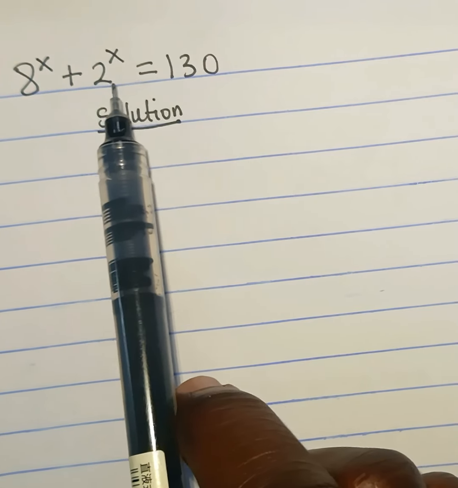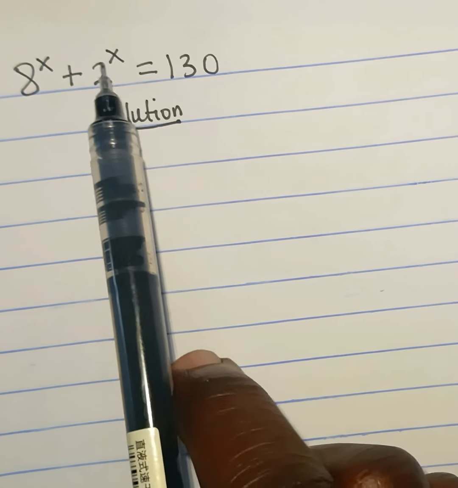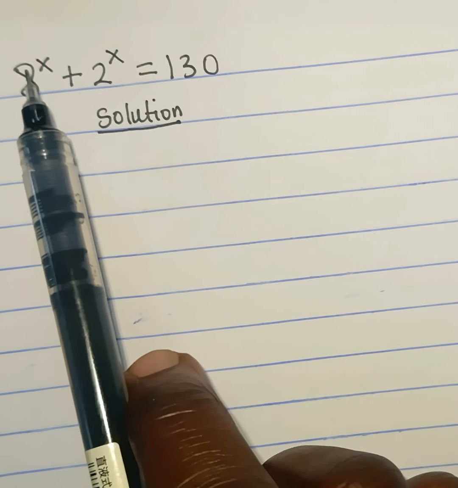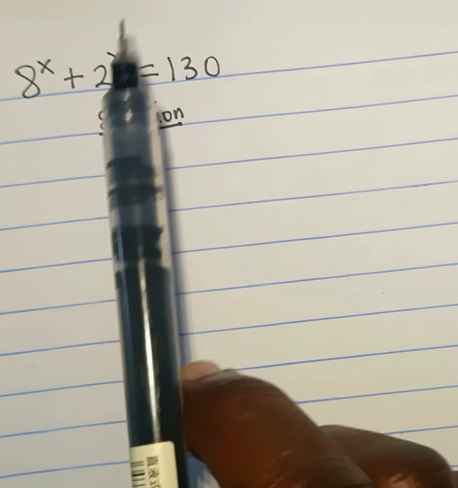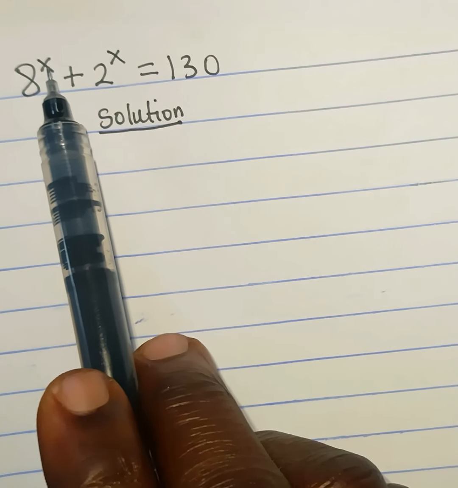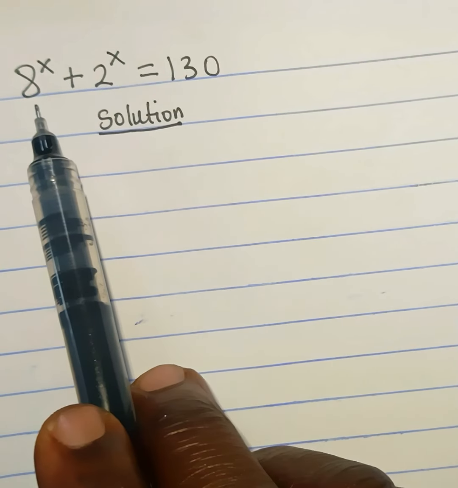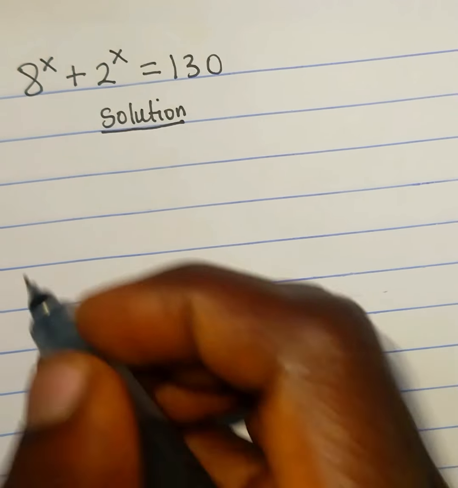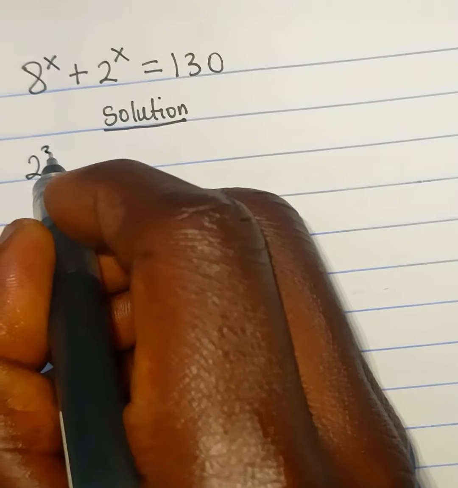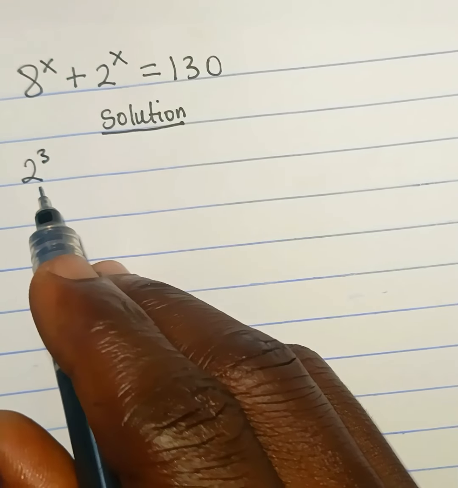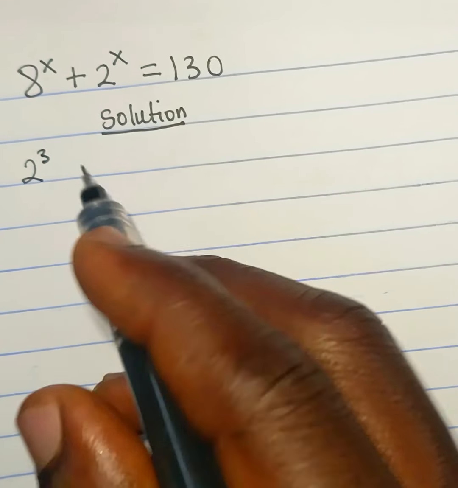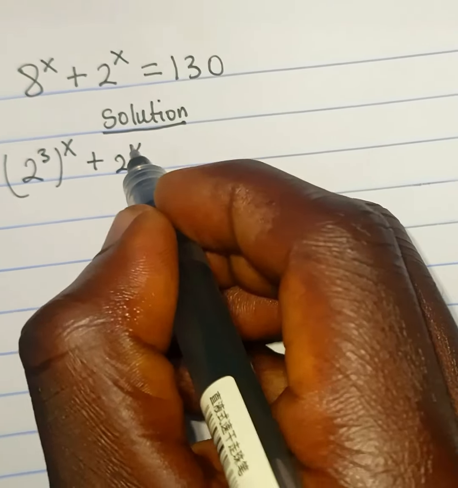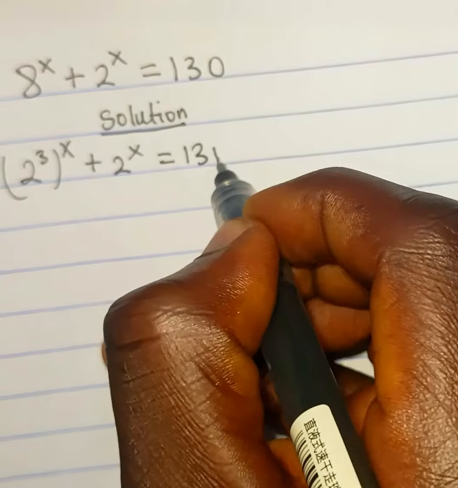To solve for the value of x from this equation, to make it easy, if you observe, the middle term is 2^x and the first term is 8^x. We can rewrite 8^x in the form of 2^x by writing 8 to base 2. So 8 is the same as 2^3, because when you multiply 2 by 2 by 2 in three places, it gives us back 8. Then all to the power of x, plus 2^x is equal to 130.